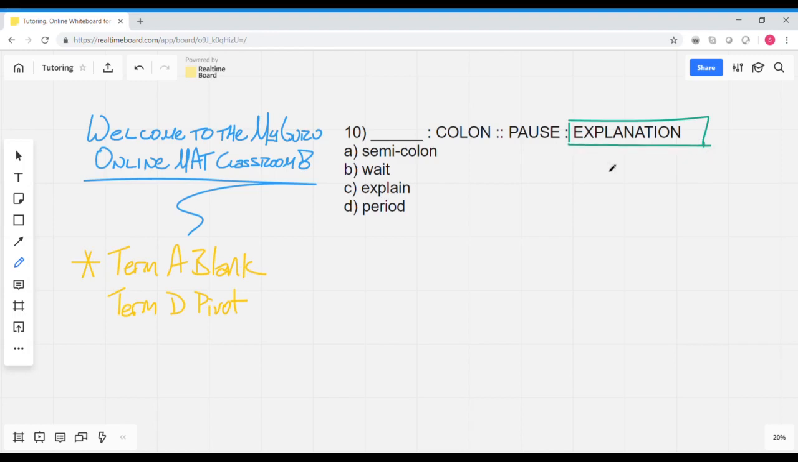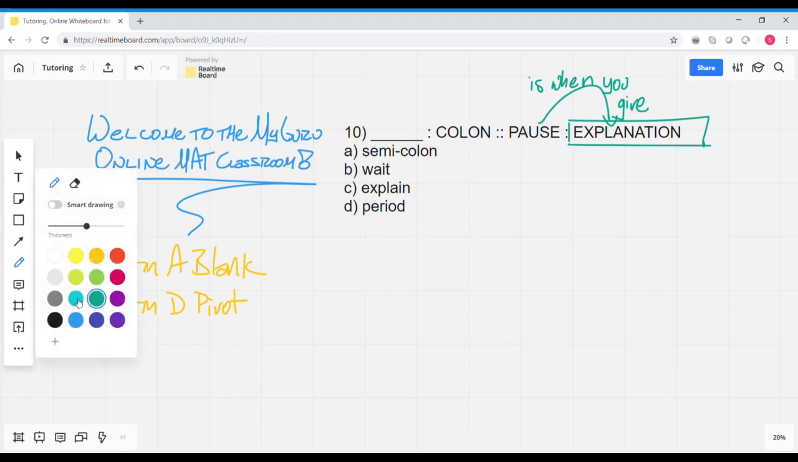So now we've got to look at explanation and see whether that has a relationship to pause or to colon. Now, you can always start by just considering if there's a relationship. So sometimes you may define a relationship and say something like pause is when you give an explanation. You know, you might be able to come up with something like that.